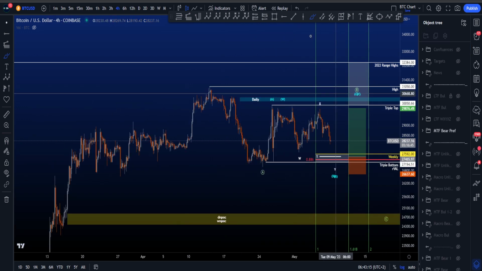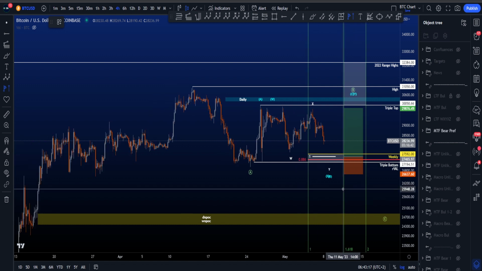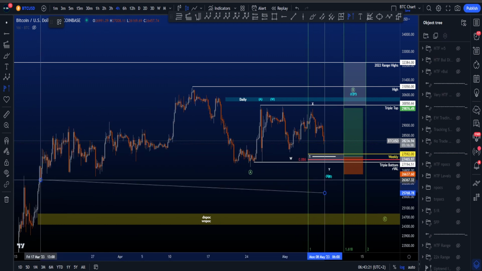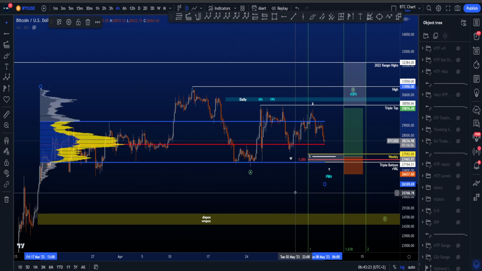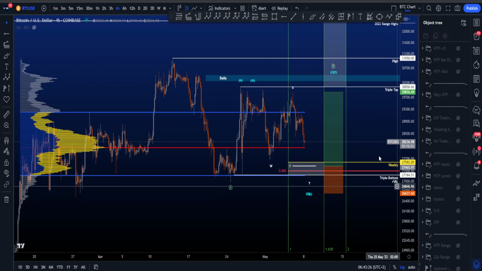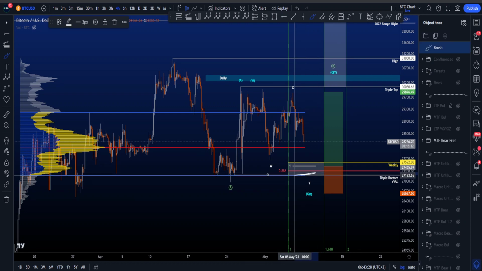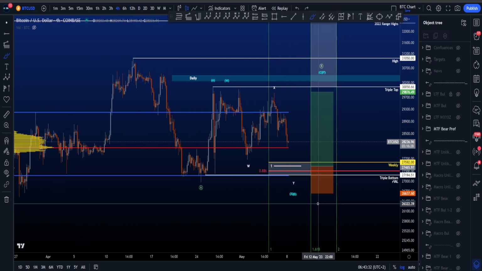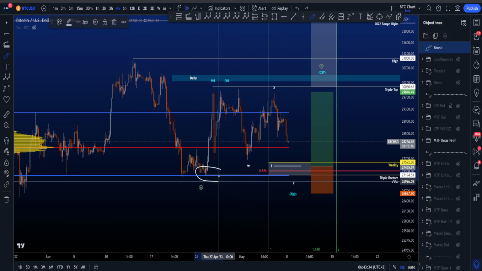But not only that, we also have the range value area low, and that is the range from where we are right now all the way back to the 17th of March. And if I now click, you can see the volume profile is shown, and the value area low of the volume profile of this whole range over here is sitting at basically exactly the same level as the triple bottom.